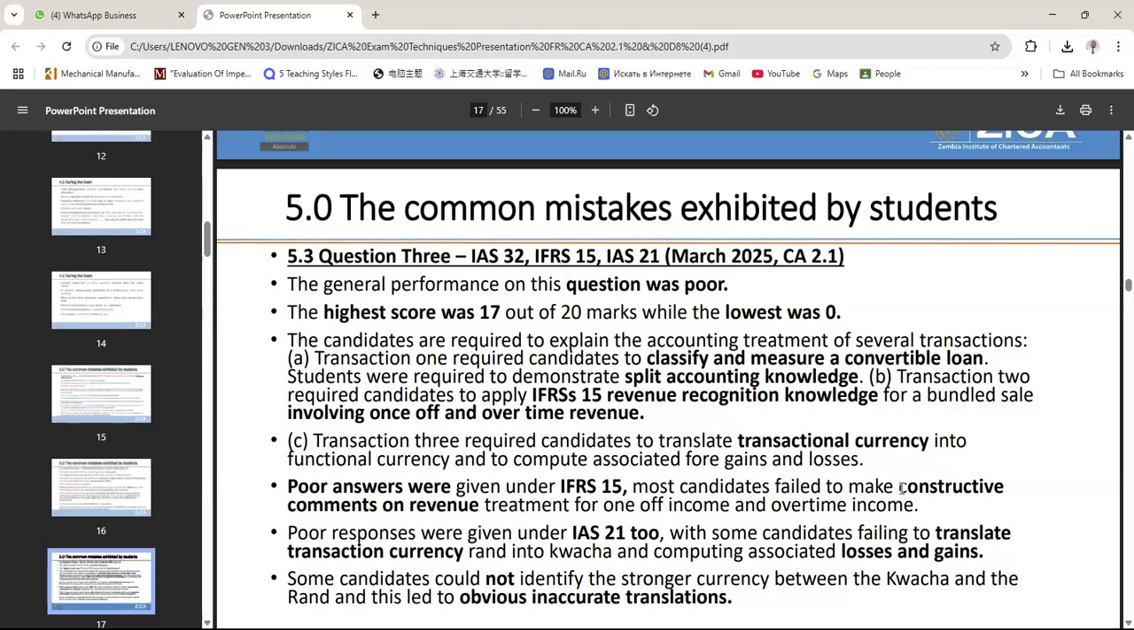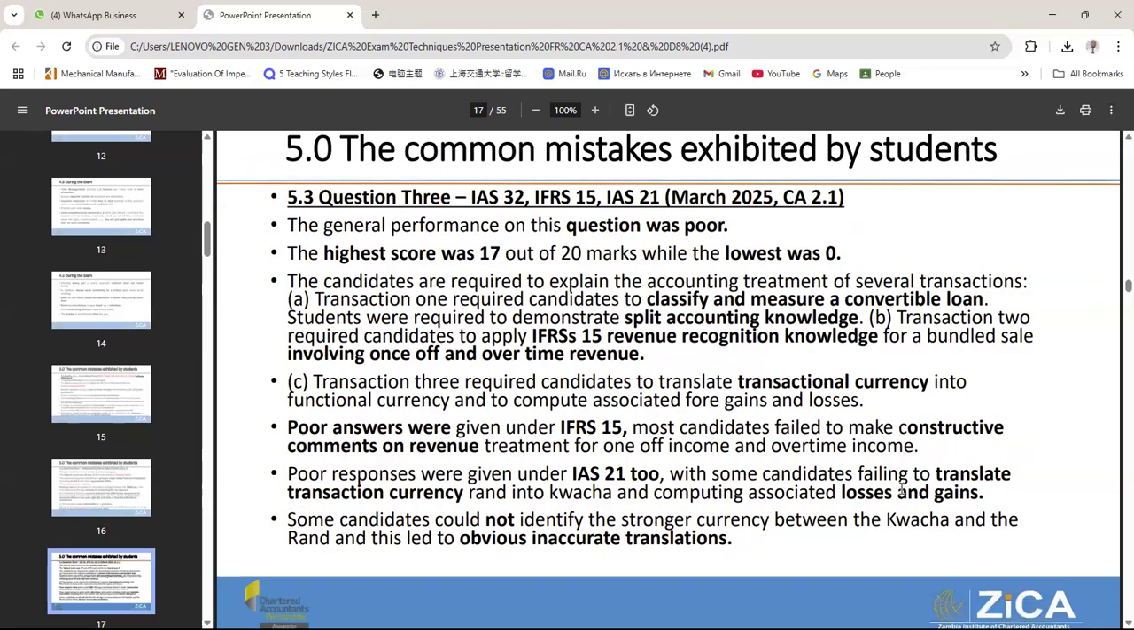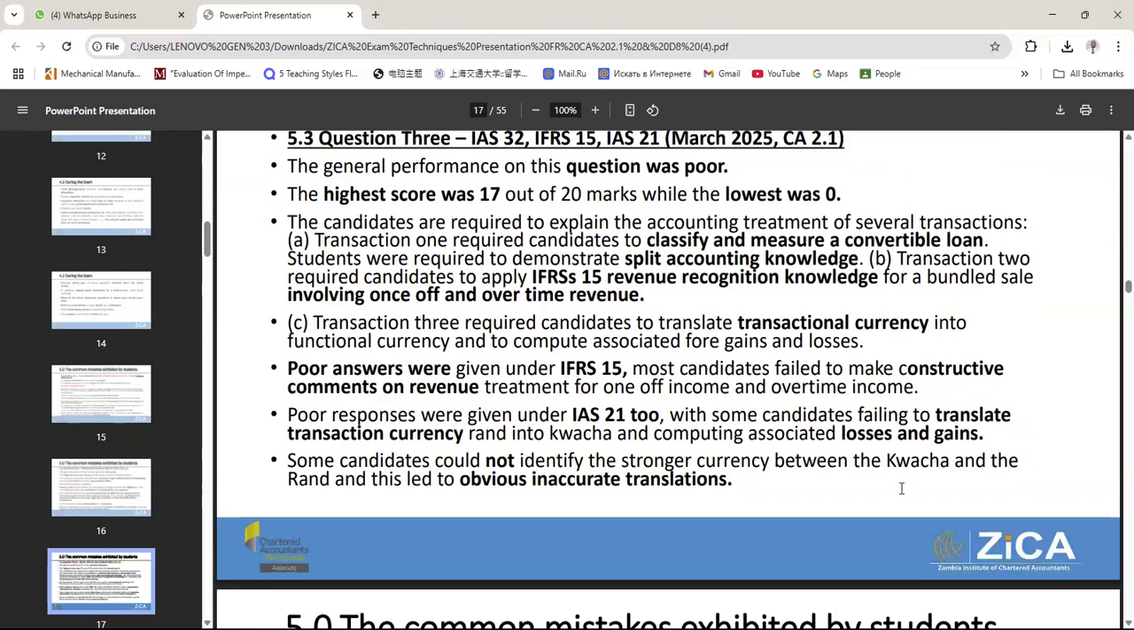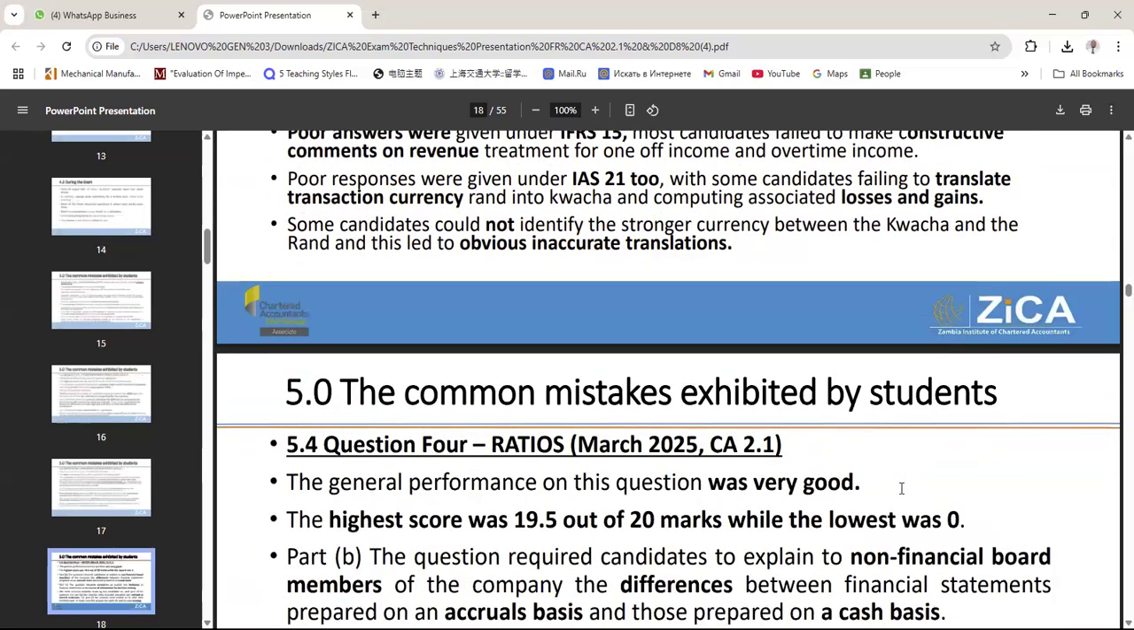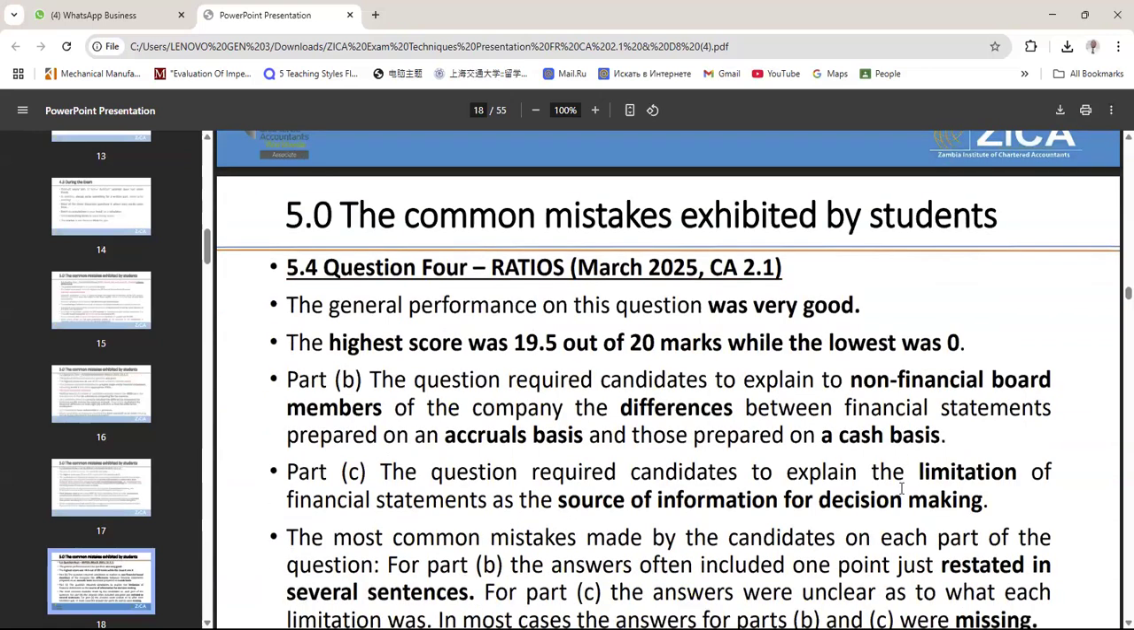But if it's a non-monetary item where you are using a fair value or revaluation, you have to retranslate at the time when the asset was revalued. You are going to see the same comment when you come to D8 because IS21 also came. Question 4 is on ratios.